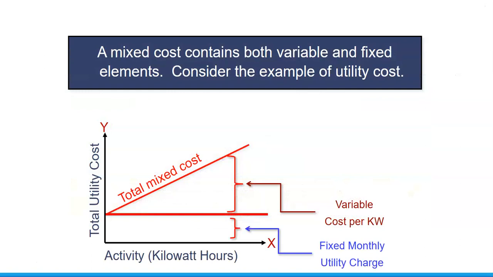A mixed cost has both variable and fixed cost elements. This is most common with utility costs. Water and electricity are both mixed costs. You have a fixed monthly utility charge, and then you have an amount that is based on usage. In electricity, it's the amount per kilowatt. In water, it's the amount per gallon of usage.